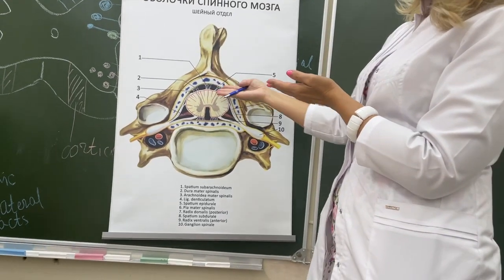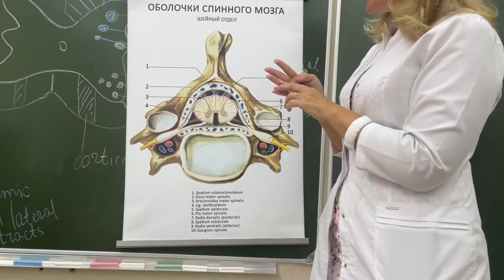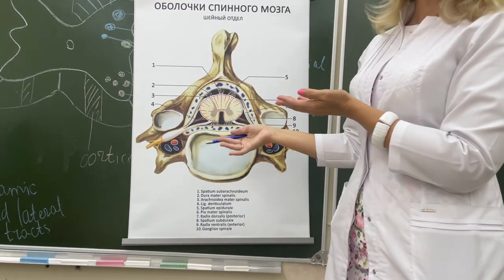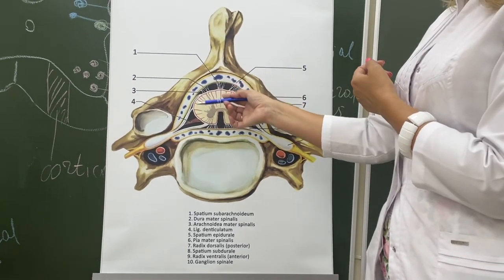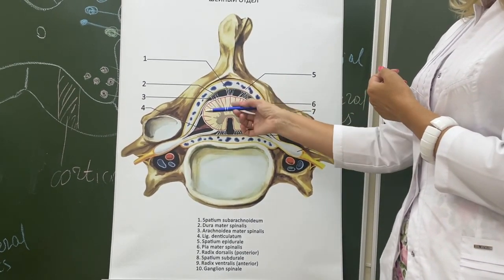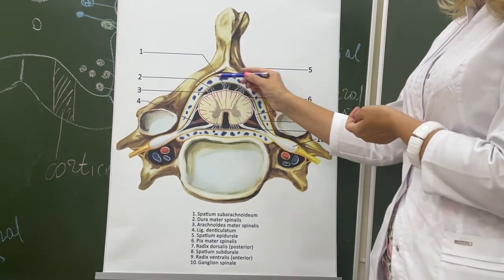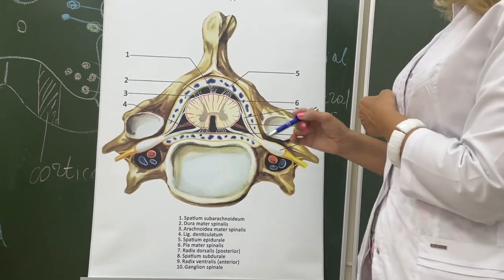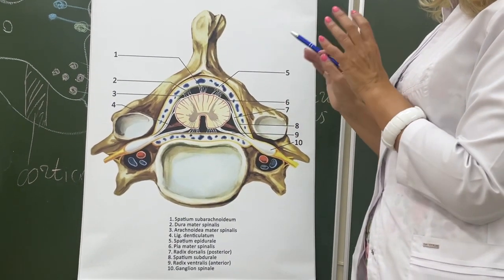Spinal cord. Yes, we are still with the spinal cord. In a transverse section, we can see where it's located inside the vertebral column, in the vertebral canal. But it's surrounded with meninges, and we'll now emphasize this question of the meninges of the spinal cord.